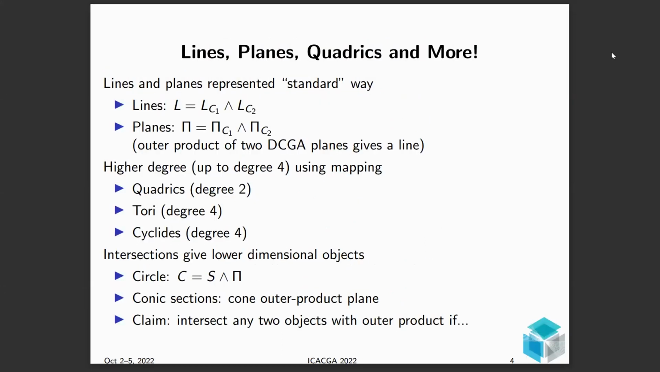Then we can represent lots of objects in this geometry. Lines and planes are represented in a fairly standard way. You just represent them in the 2 conformal models and take their outer product. I'll talk about higher degree surfaces on the next slide. And of course, you intersect things by taking the outer product, with the caveat that if your intersection is not representable as a degree 4, then you get 0.